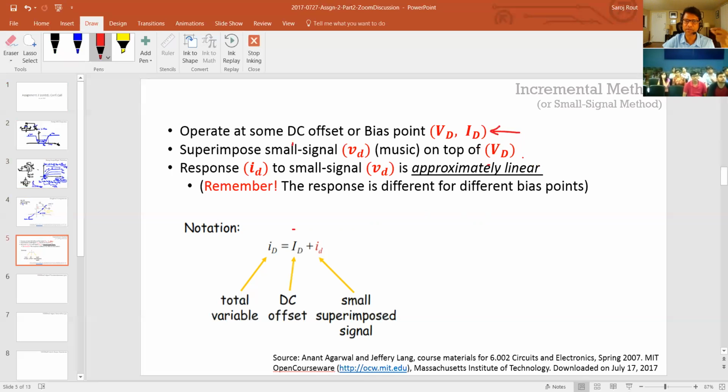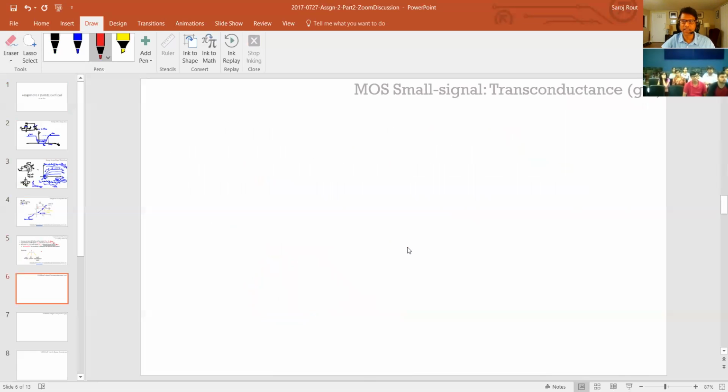Now you superimpose a small signal across it, and that'll be the small signal part of it, and then you find out the response to it, which is approximately linear, by linearizing it, right? So that was the crux of incremental analysis or the small signal analysis. So every time you're taking a slope of something and trying to find small signal, always remember it's about a bias point. That's very critical. Okay, so that's a quick recap of what we did.